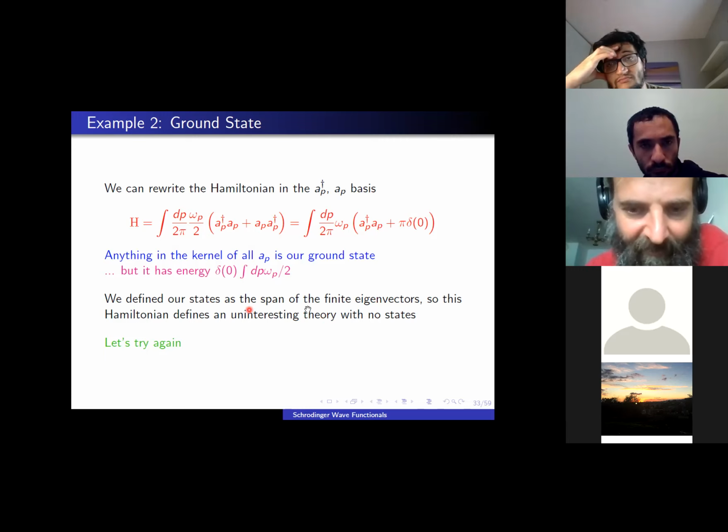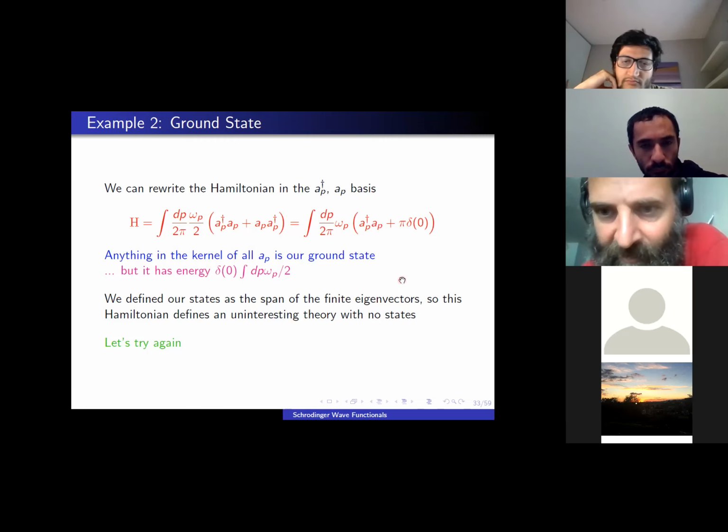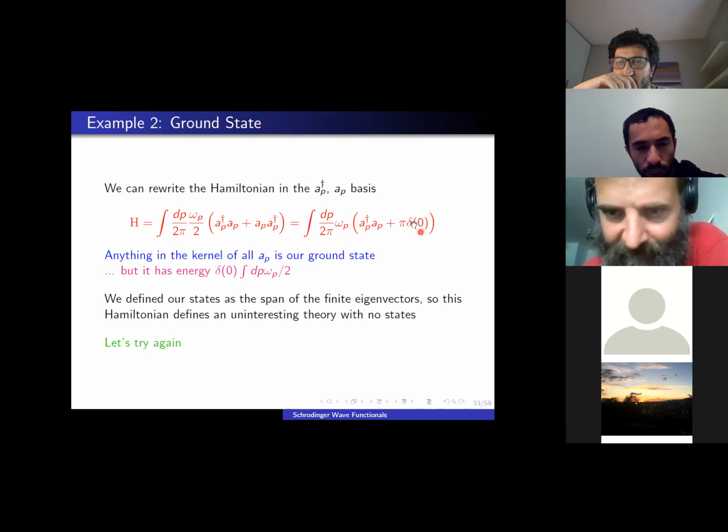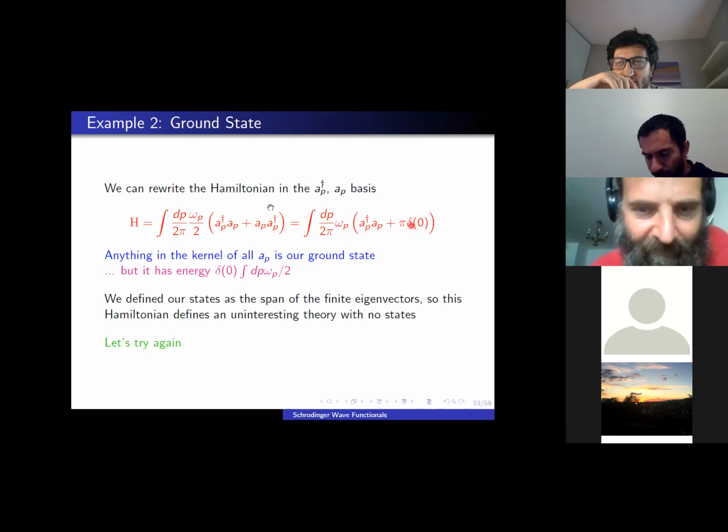So this theory is uninteresting in the sense that as I define states, there aren't any states. So this example is kind of sick. But it's sick for a simple reason, just because it has this one term we didn't want. So I'm going to just make another example, which is very similar to that example, just not including this term. So here's another try at example 2.